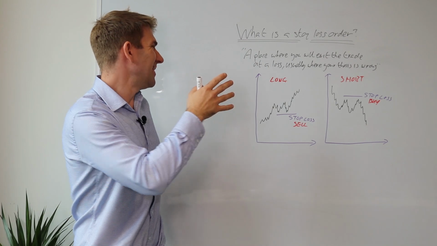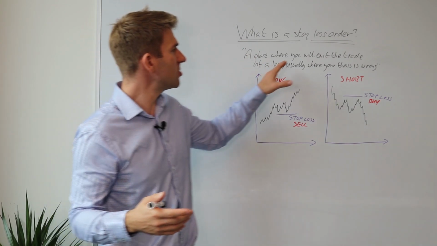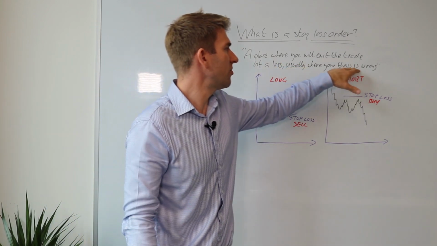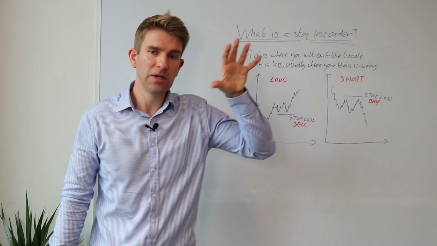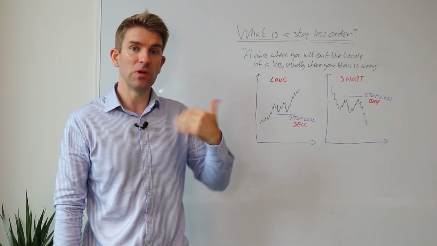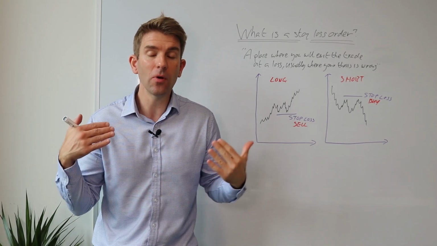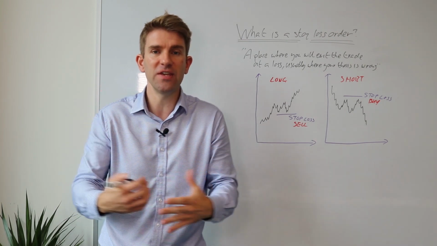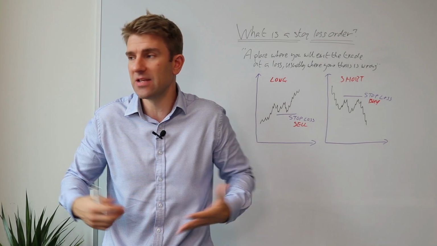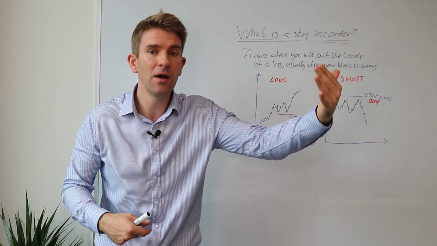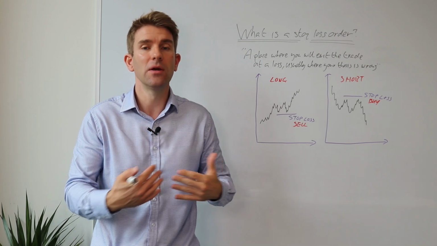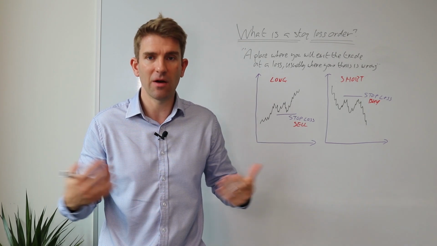So really, a good definition, I think, is a place where you'll exit the trade at a loss, usually where your thesis is wrong. Now, there are some slight caveats to that, but ultimately what we're doing is trying to place our stop loss at a point where we want to come out of the trade if our trade idea is wrong, our thesis is wrong. So if our thesis, for example, is that the market is going to go higher and it goes lower instead, put simply, our stop loss is at a point where we think we're wrong and it's not going to go any higher and actually goes lower.